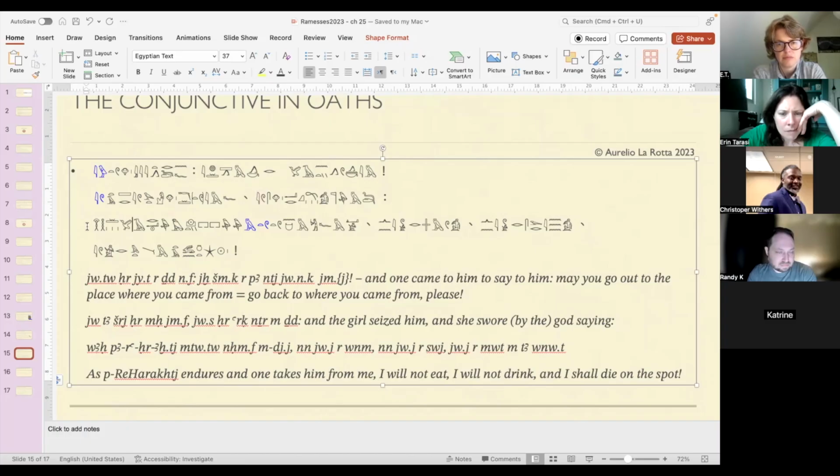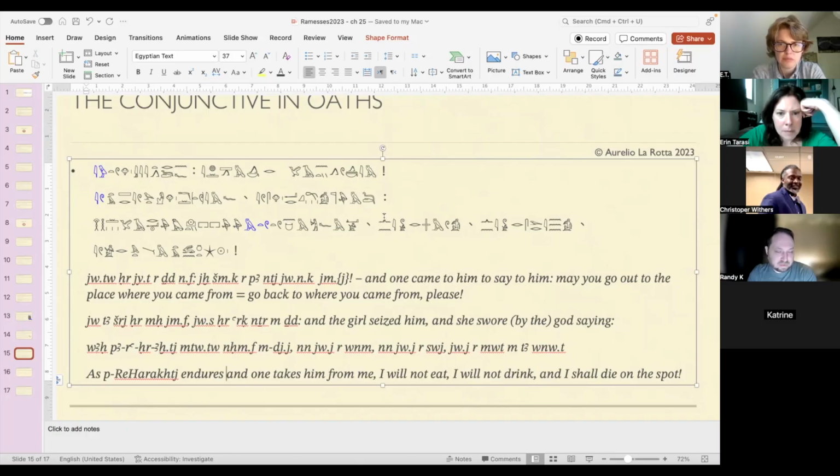And then what she says, what is that? That is a subjunctive, as long as Pre-Harakhti lives or endures. Literally, and one takes him away from me. As Pre-Harakhti lives, so we'd have to change that in English, right? In English, we would say, if one takes him away from me, basically. But that's, again, our language, not theirs. This is how you construct this in Egyptian.